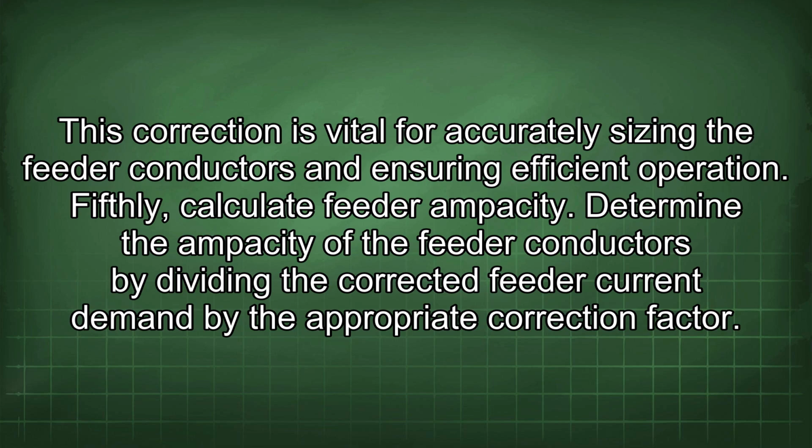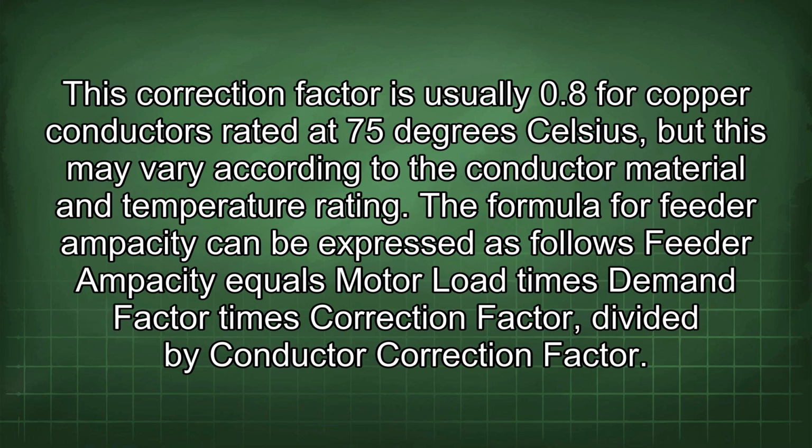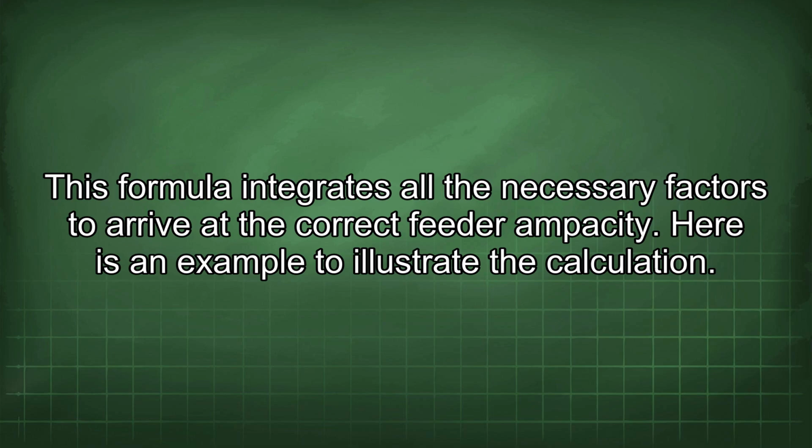Fifthly, calculate feeder ampacity. Determine the ampacity of the feeder conductors by dividing the corrected feeder current demand by the appropriate correction factor. This correction factor is usually 0.8 for copper conductors rated at 75 degrees Celsius, but this may vary according to the conductor material and temperature rating. The formula for feeder ampacity can be expressed as follows: feeder ampacity equals motor load times demand factor times correction factor divided by conductor correction factor. This formula integrates all the necessary factors to arrive at the correct feeder ampacity.